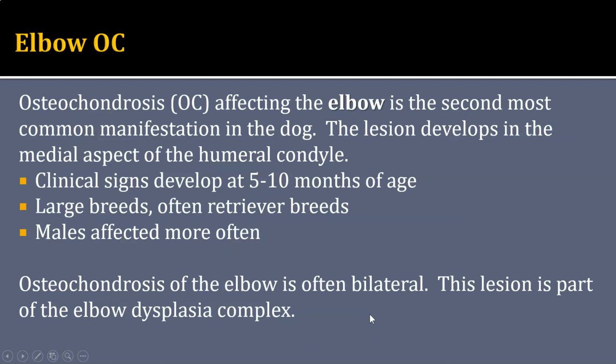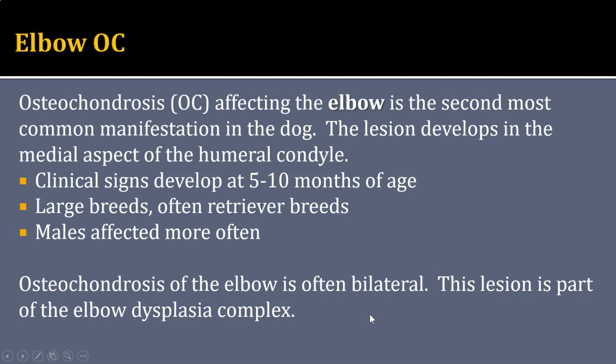Elbow osteochondrosis is the second most common manifestation in the dog after shoulder osteochondrosis, and this lesion specifically develops in the humeral condyle and even more specifically within the medial aspect. So that is something to remember.